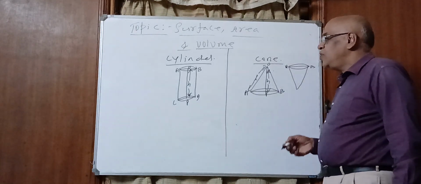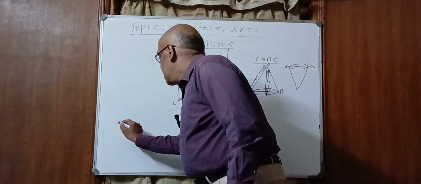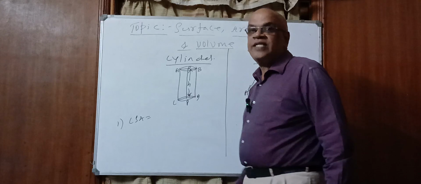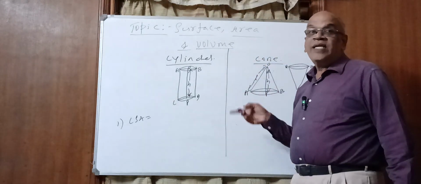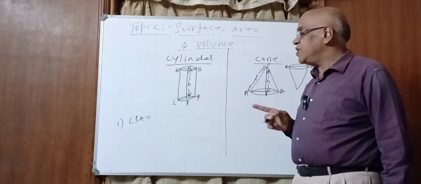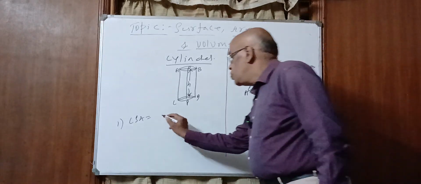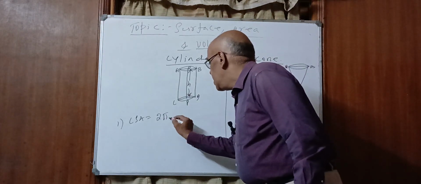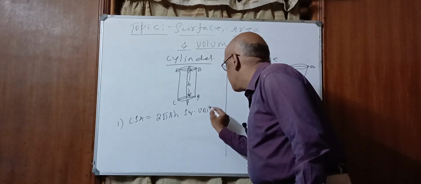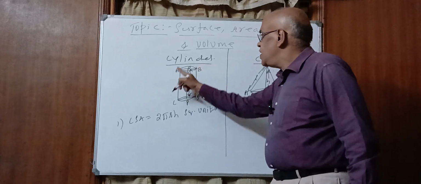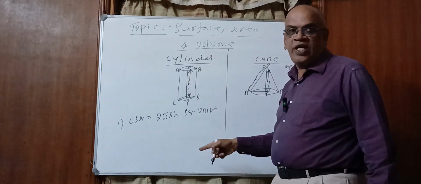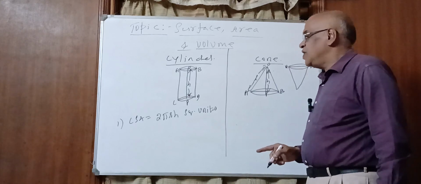Now, again you have three formulas here. Here we say not LSA, LSA is the lateral surface area. Here we say CSA, curved surface area. What is the curved surface area of the cylinder, children? 2 pi r h square units. What is that? 2 pi r into h, height. That is called CSA of the cylinder.